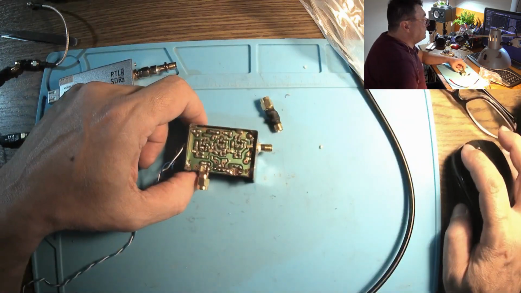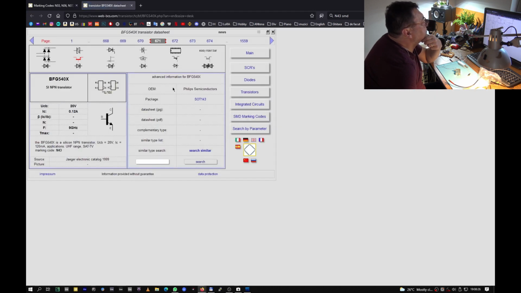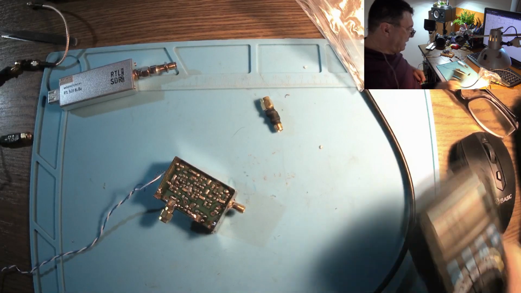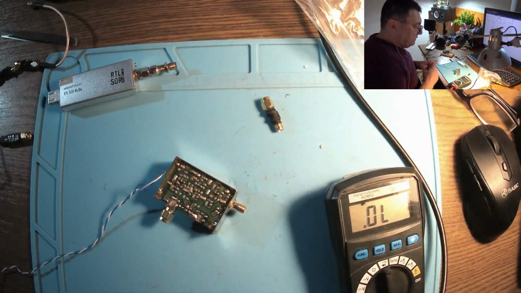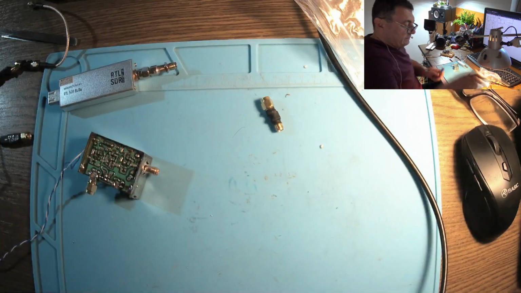Okay, I think this M43, it's right here. BFG NPN transistor. Okay, that's the guy. Up to 9 GHz. All right, very nice. But this is an NPN, and being an NPN transistor, we should have the plus to the base. Yeah, right, plus to the base.